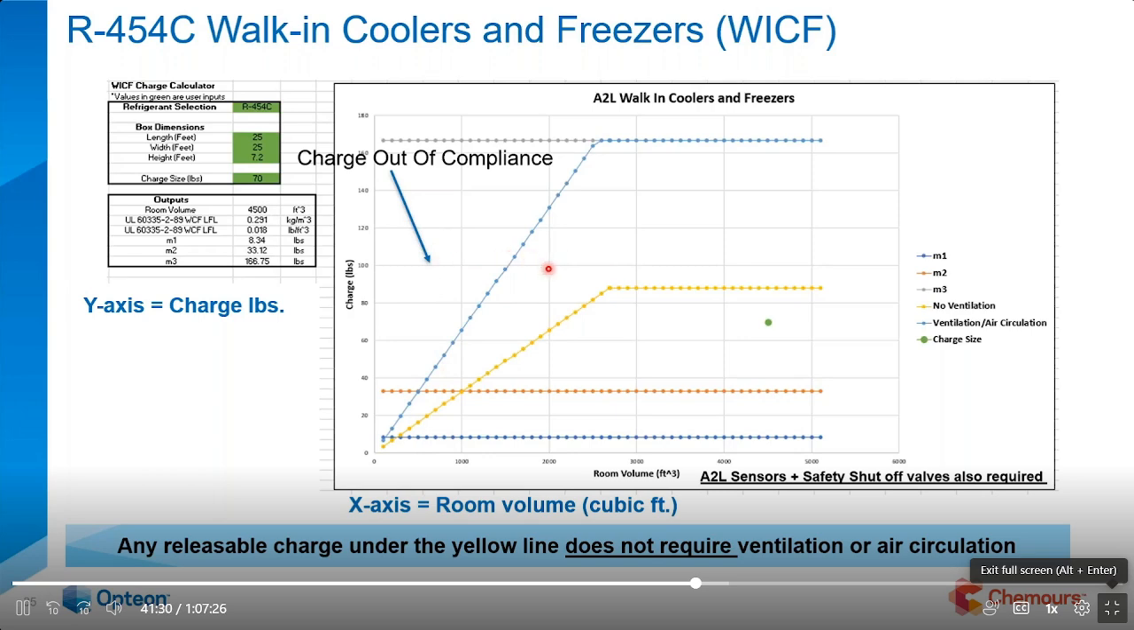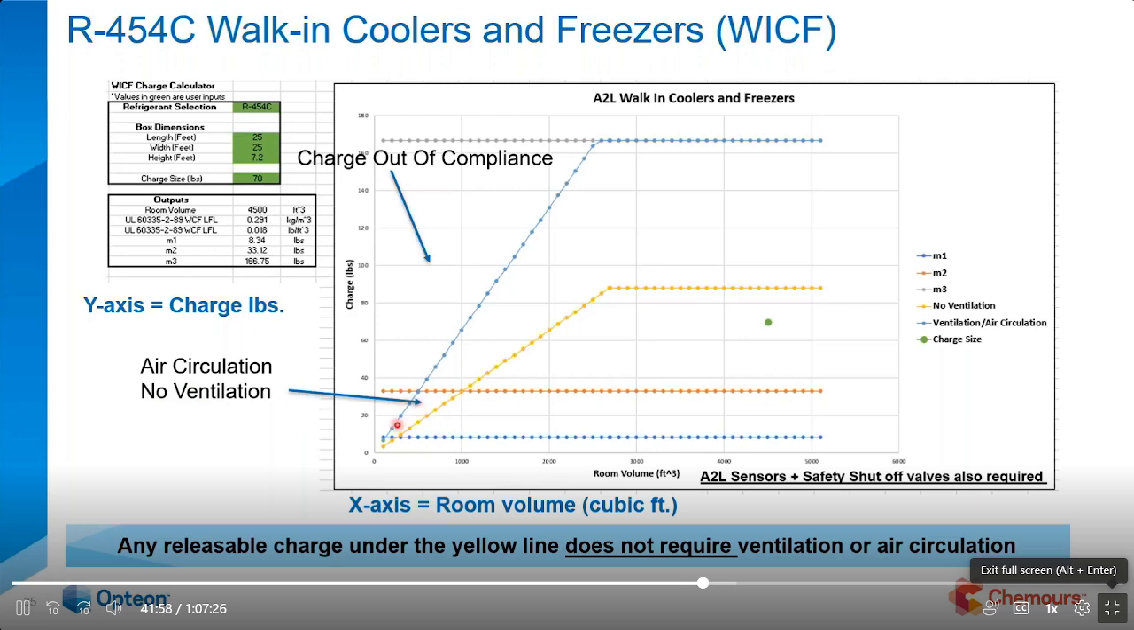Do we need to get bigger? Do we need to find a way to get less charge in there in that application? Okay, that's a tiny room. And the reason it's out of compliance is because if you were to have a leak, okay, the refrigerant in that small volume, the risk is higher, which would be a major safety concern, all right? Now, in this triangle area here, we're going to see air circulation, not ventilation.